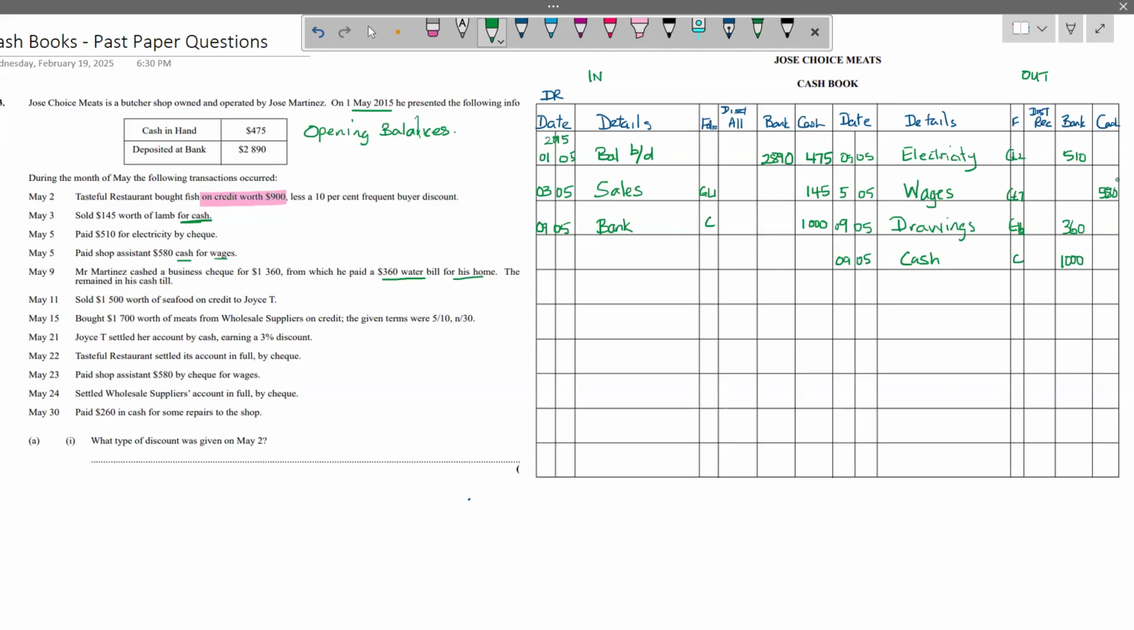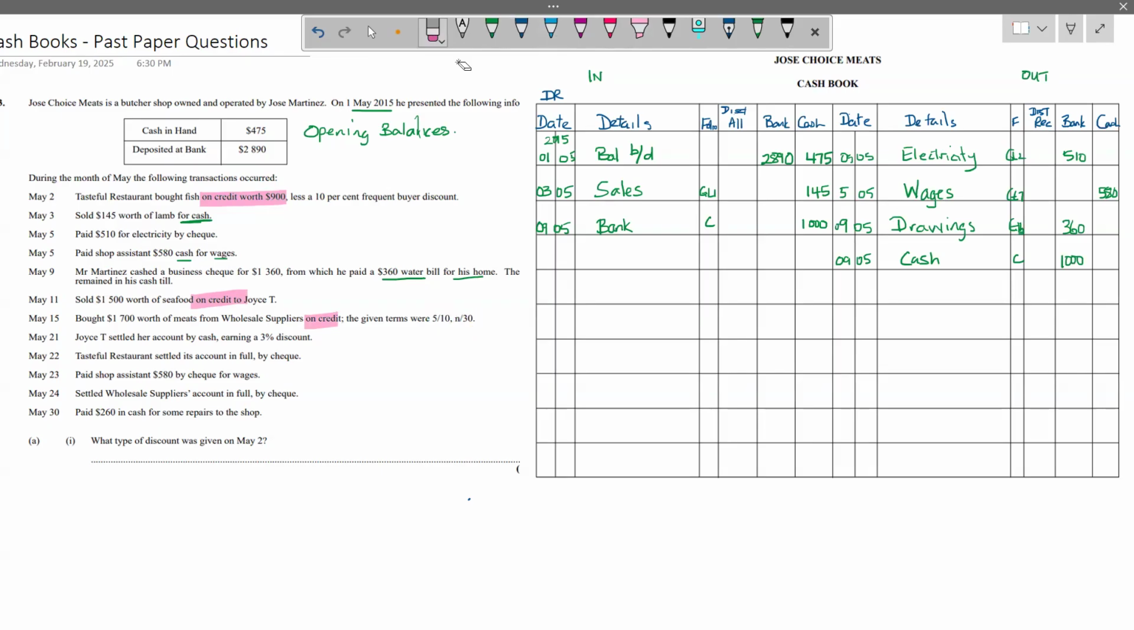May 11th, we sold $1,500 worth of seafood on credit to Joyce T. On credit. If it's on credit, it's not going in our cash book. On the 15th, we bought $1,700 worth of meat from wholesale suppliers on credit. The given terms was 5, 10, and 30.